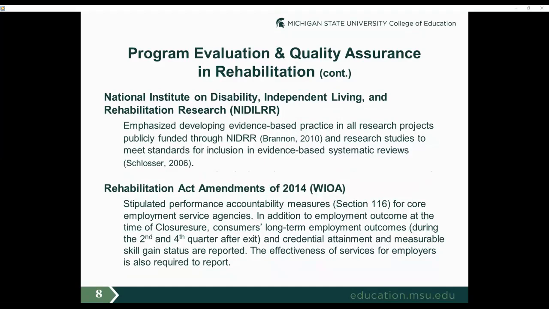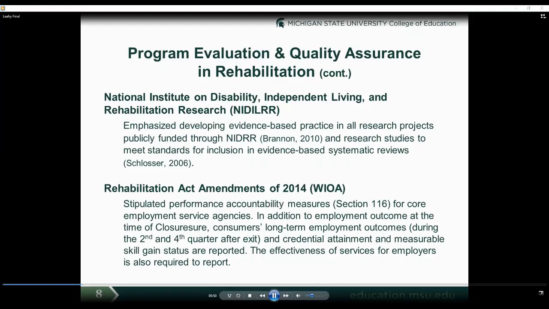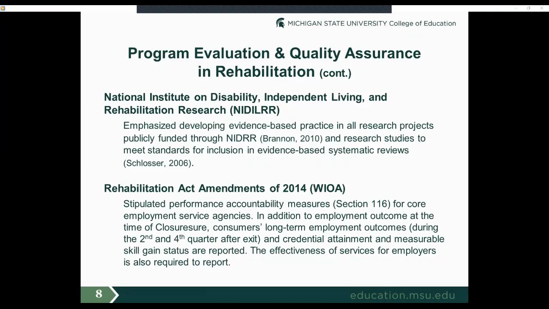Furthering this trend for increased accountability, we've seen now within NIDILRR, our National Institute on Disability, Independent Living, and Rehabilitation Research, a high emphasis on the need for developing additional knowledge about best practice and evidence-based practices that we utilize within our public domain. They're really calling for research studies to meet the standards for inclusion in evidence-based systematic reviews. In addition, the Rehab Act amendments of 2014 also stipulated performance accountability measures through Section 116 for all core employment service agencies.